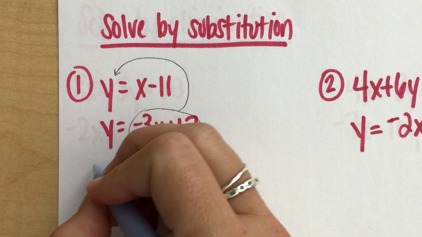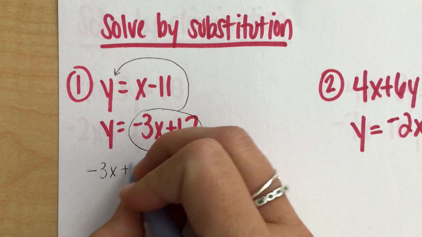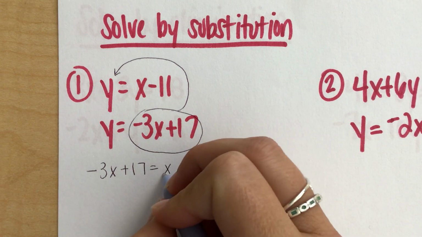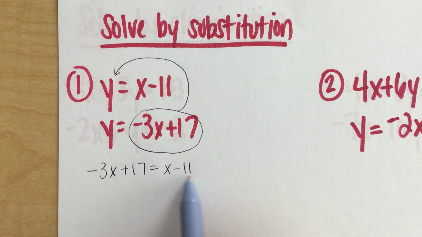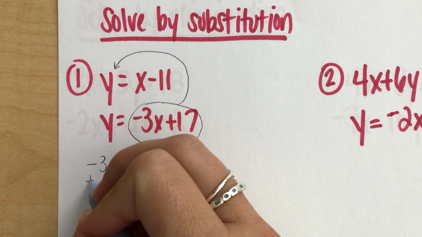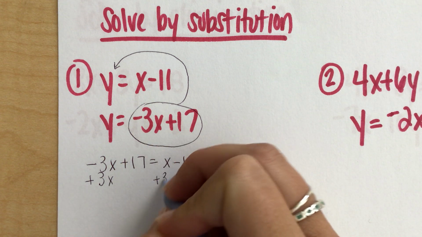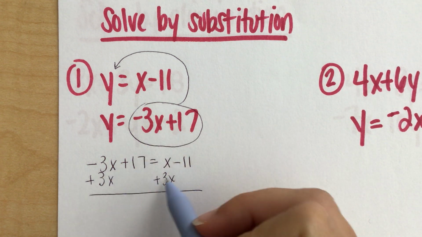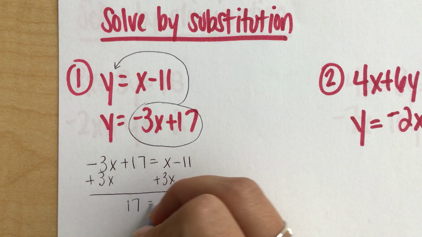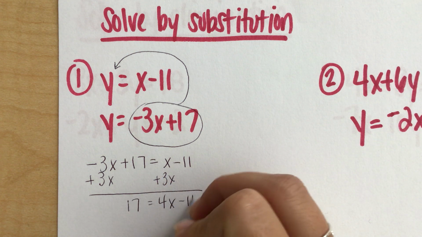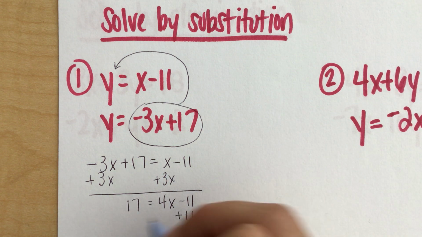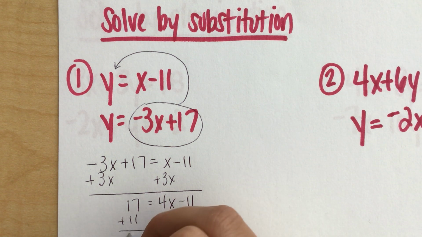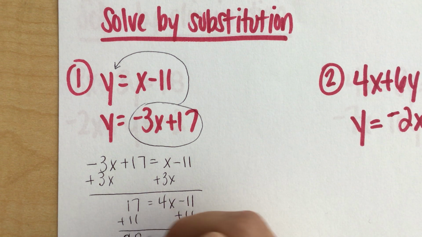So when we set this up, negative 3x plus 17 equals x minus 11. Now we have one equation, one variable, so we're going to solve for x. And again, you can start it off any way you want. I decided to add 3x to both sides. So I get 4x minus 11, add my 11 to both sides, and get 28 equals 4x, and divide by 4.